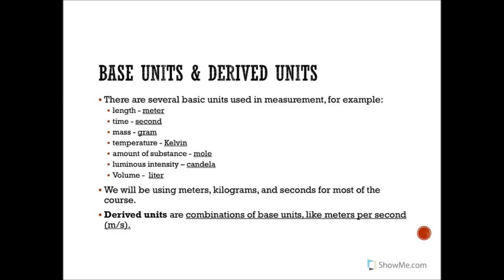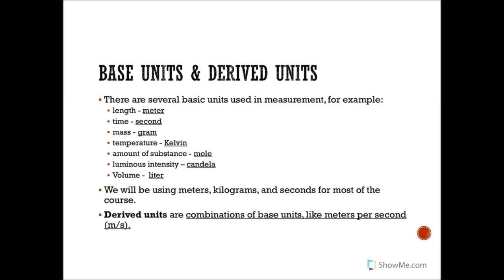There are 2 different types of units we'll be dealing with in this course, base units and derived units. There's several basic units or base units used in measurement. For example, length is the meter, time is second, mass is in grams, temperature is in Kelvin, not actually degrees Celsius or degrees Fahrenheit as some people think. In science we use Kelvin. And the amount of substance is the mole, luminous intensity is candela, volume is liter.